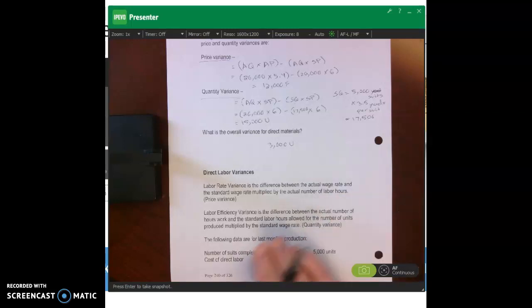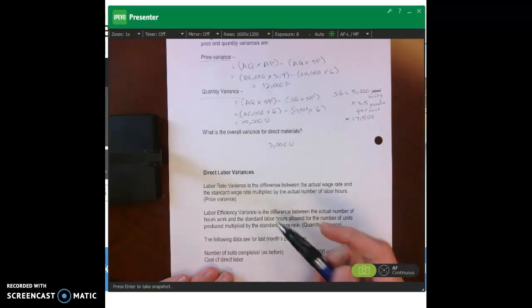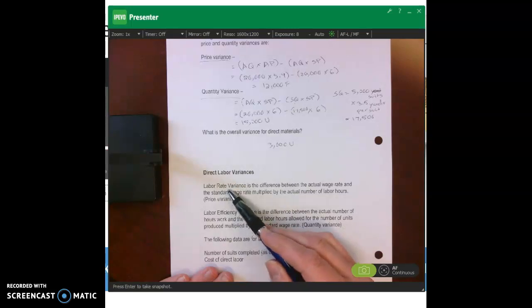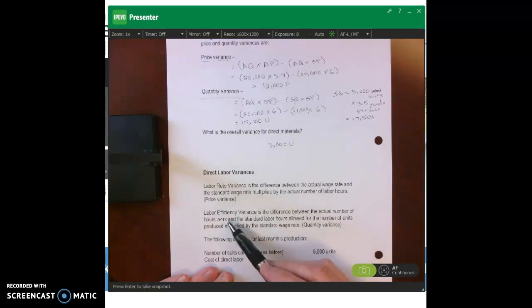In this lecture video, we're going to start off by talking about how to calculate our direct labor variances. Similar to our direct materials variance, we have a price variance, which in terms of direct labor we call a labor rate variance. We don't have a quantity variance. We don't have a direct materials quantity variance. What we have is a labor efficiency variance.